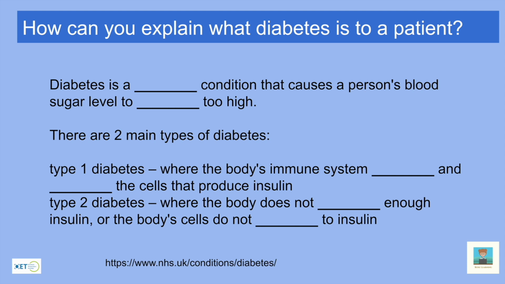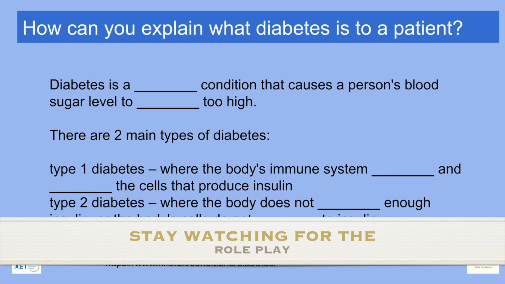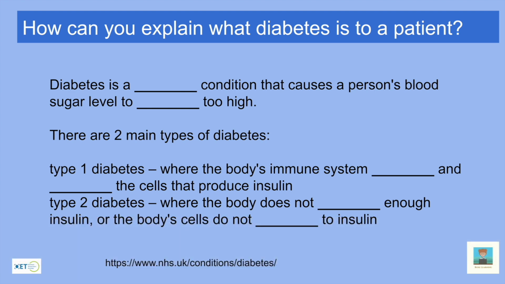Have a look through. Diabetes is a condition that causes a person's blood sugar level to be too high. There are two main types. Type 1, where the body's immune system attacks the cells that produce insulin, and type 2, where the body does not produce enough insulin, or the body's cells do not react to insulin. How can you fill in those gaps?